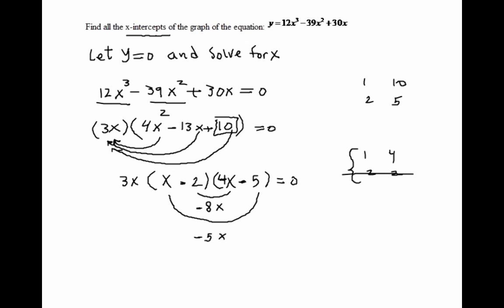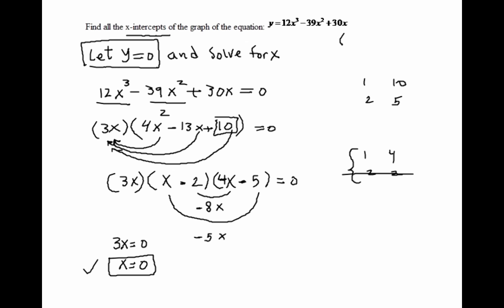So what would be the next step? We let each of these factors equal to 0 and solve for them. You get 3x equal to 0. That means x is equal to 0. So that's one intercept. Remember, we said y is equal to 0 and we are solving for x. So one point of intersection is (0, 0). Your graph is going to pass through the point (0, 0).